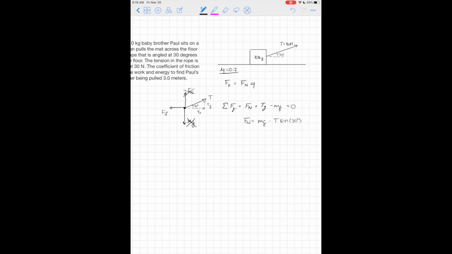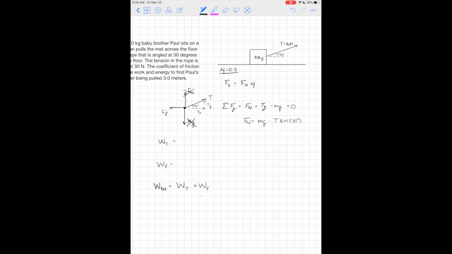So I have really two forces doing work. I have the work done by tension and the work done by friction. So when I say what is the work external, right? What's the external work done on this system of Paul on the mat? It's going to be the work of tension plus the work done by friction.